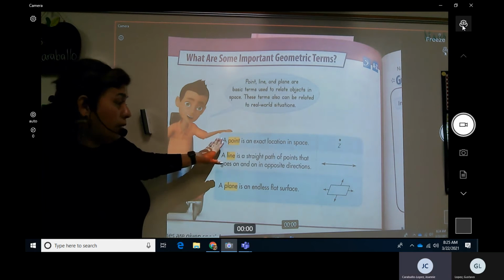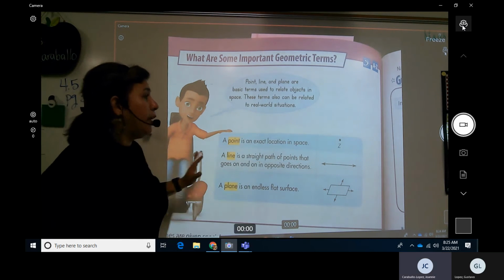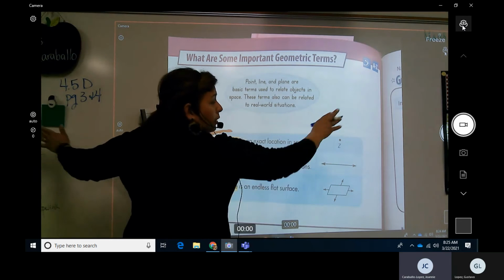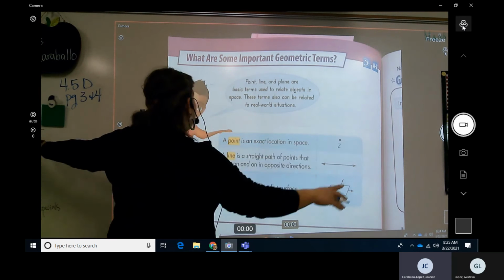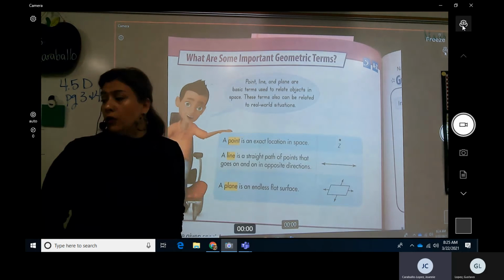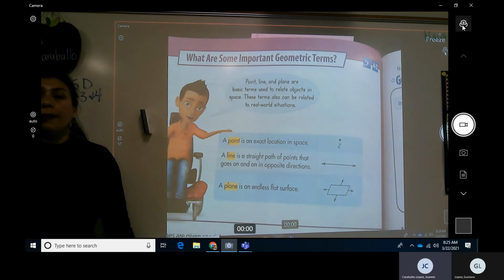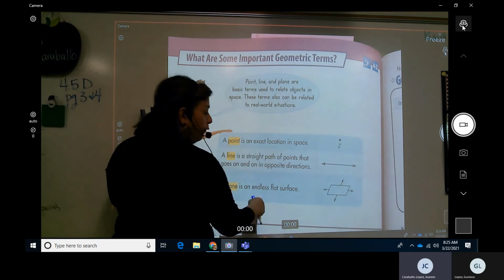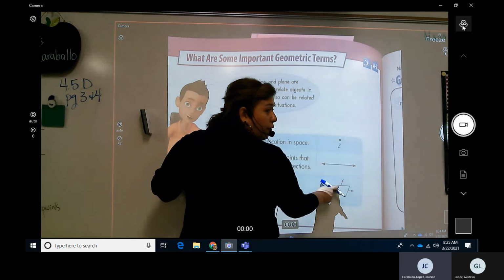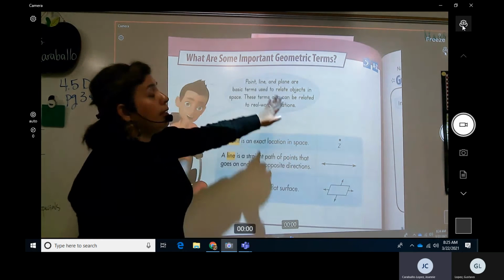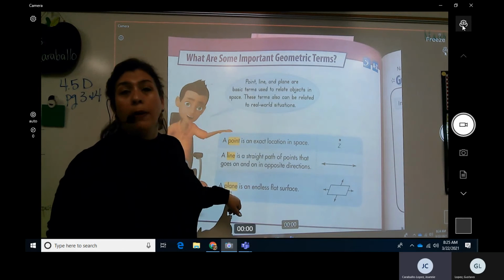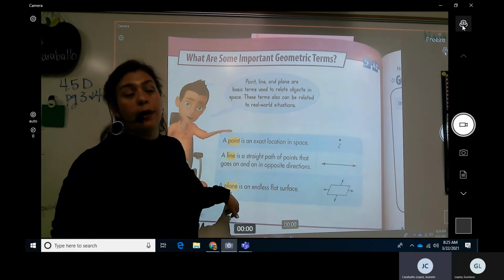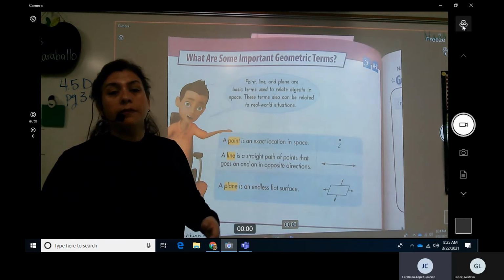Look at the definition. A line says it continues. Does this chalkboard continue to go or does this stop? It stops, right? It has a beginning and it has an end. What else? What other geometric term could I use to describe it? A plane. Look at this. It's a flat surface. Is this a flat surface? Yes. Is the chalkboard a flat surface? Yes. So la contestación es un plano, a plane. So that's what you're going to write in number 6, a plane.